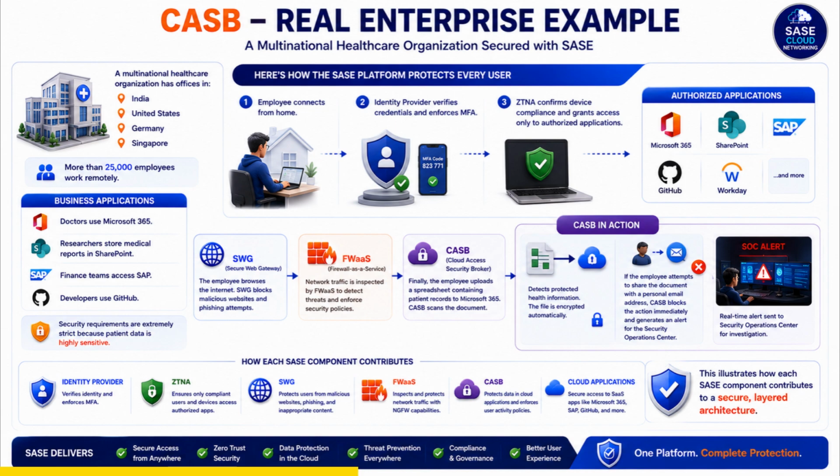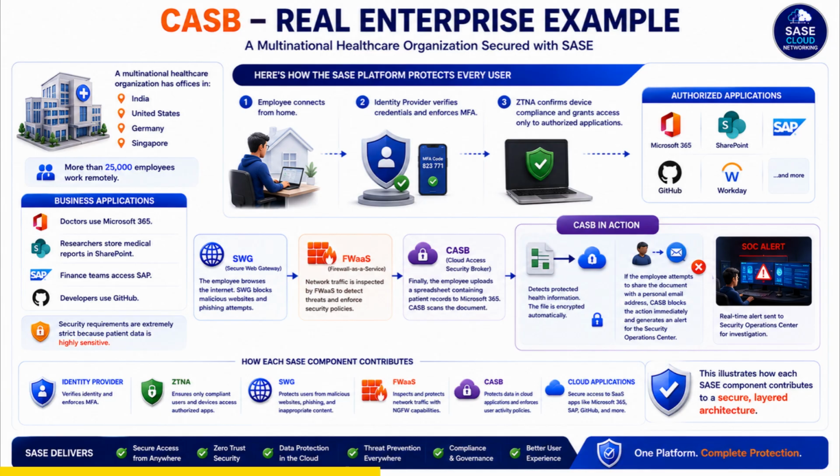An employee connects from home. The identity provider verifies credentials and enforces MFA. ZTNA confirms the employee is using a compliant corporate laptop and grants access only to authorized applications. The employee browses the internet. SWG blocks malicious websites and phishing attempts. Network traffic is inspected by Firewall as a Service to detect threats and enforce security policies. Finally, the employee uploads a spreadsheet containing patient records to Microsoft 365.